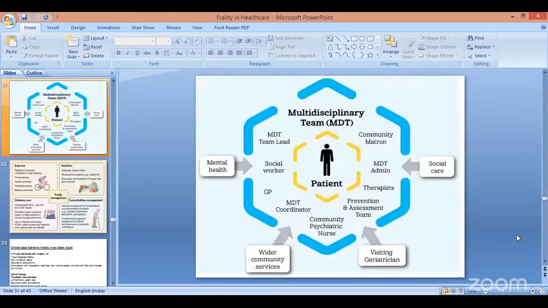Next. So here, we have to form a multidisciplinary team, right? Mental health and social work will be involved, social care, multidisciplinary team admin, and visiting geriatricians who will do the assessment for the team, along with wider community services. That will also be a combination of the multidisciplinary team coordinator and the community psychiatric nurse. Then every single person is involved and it will form a multidisciplinary team and help to overcome the frailty in this patient.